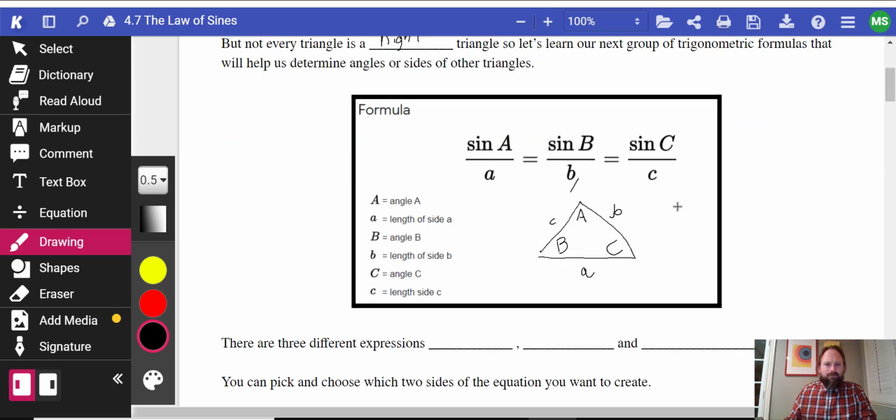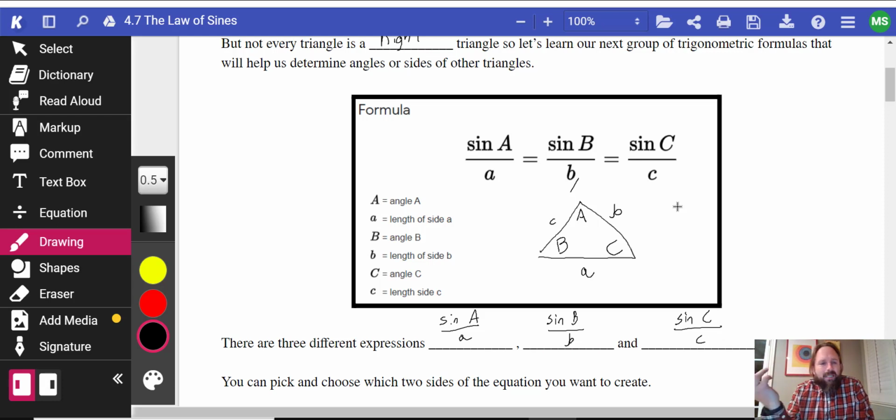So that's the formula. There are three different expressions here. We have the sine of A divided by the side A, the sine of B over B, and the sine of angle C over side C. We might look at this and wonder, what? There's something different about this. What's different is that there are two equal signs. How can we have that?